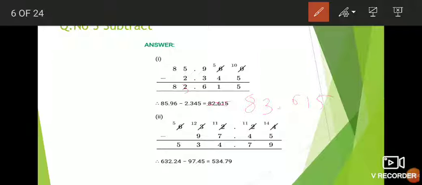Now second one is the same question like this only. 632.24 minus 97.45. Now we can't subtract 5 from the 4. So borrow 1 point from the 2. That is here it will be 1, and 14 minus 5 is 9. The same thing, we can't subtract 4 from the 1. So we borrowed 1 point from the 2 here. That is here it remaining 1 and it becomes 11. 11 minus 4 is 7.